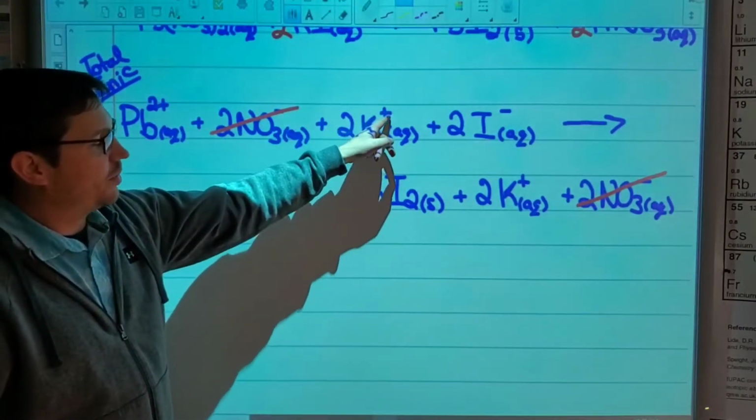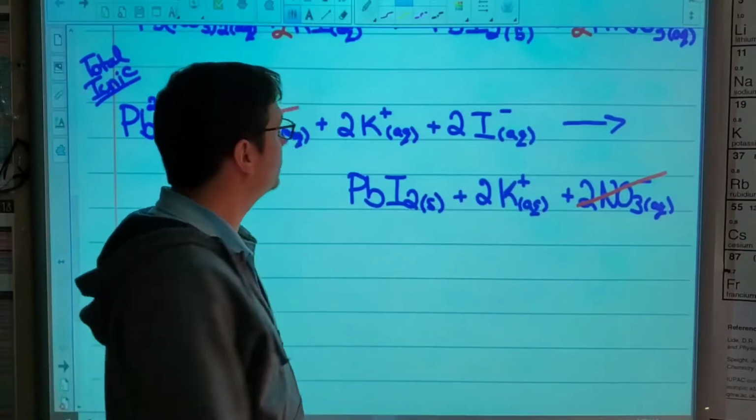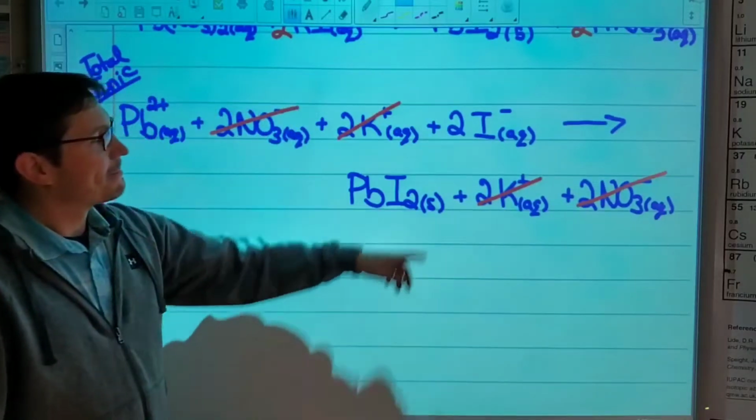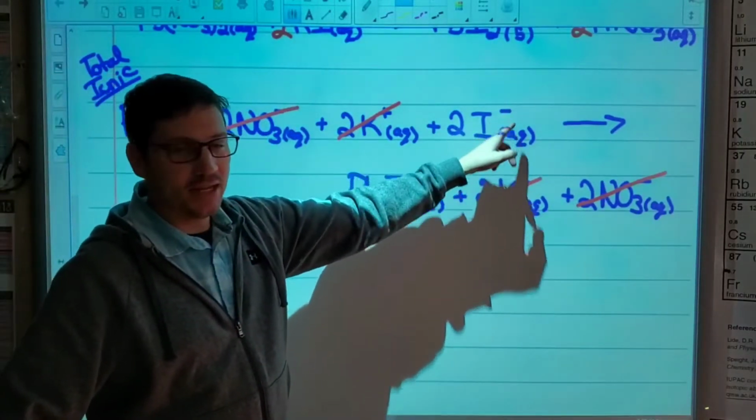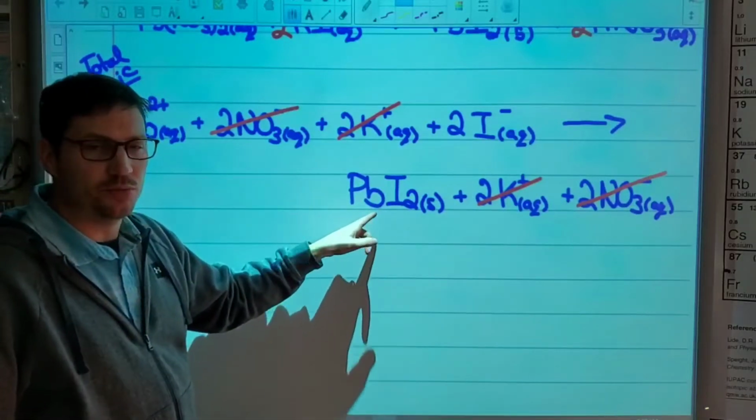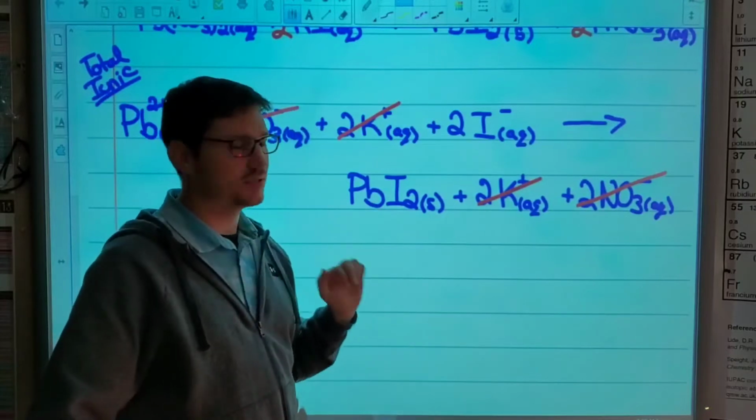2 potassium positive, 2 potassium positive. Again, it didn't change, so I'm going to cross it off. I'm going to ignore them. 2 iodide minus. It hooked up with the lead 2+, so it did change. It's not exactly the same from start to finish.